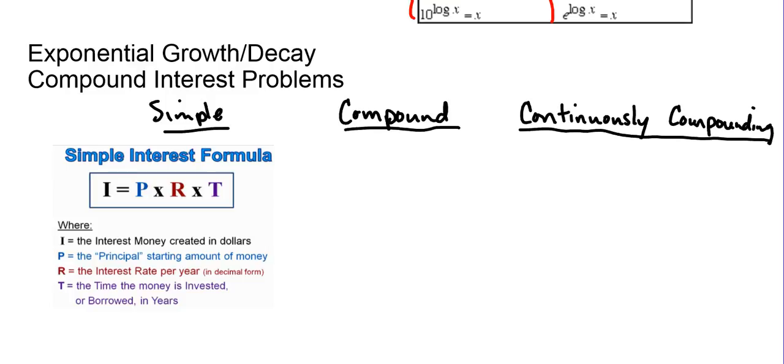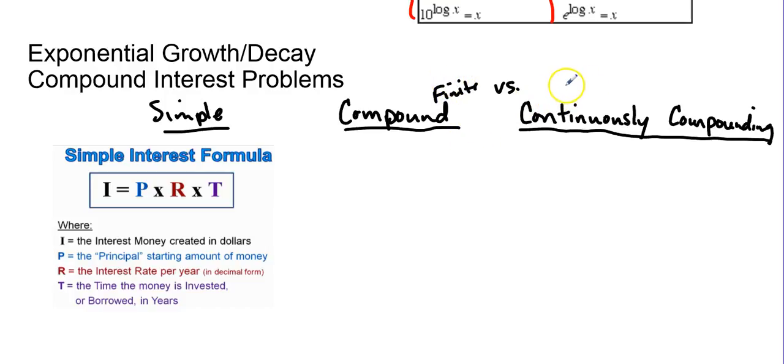Next one is compound, and when I say compound, I mean compounding a finite amount of times. So a finite number of compounding periods. And this is really the difference when you look at compound interest versus continuously compounding interest. Most of the time using compounding interest, you have a finite number of compounding periods. So it's going to compound annually or semi-annually or quarterly or whatever the case may be, but there are a finite number of compounding periods within a given time frame.